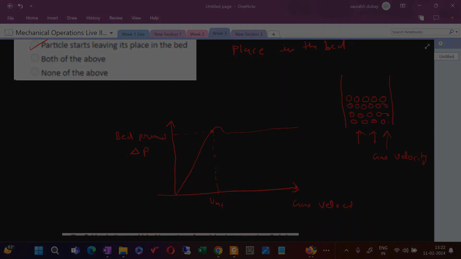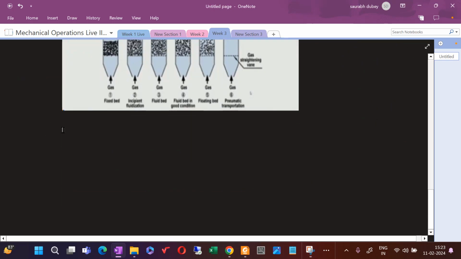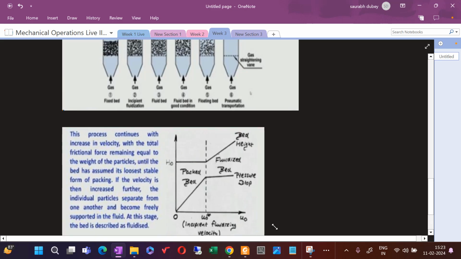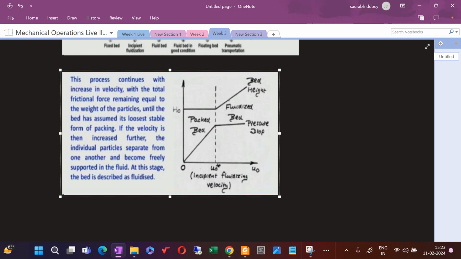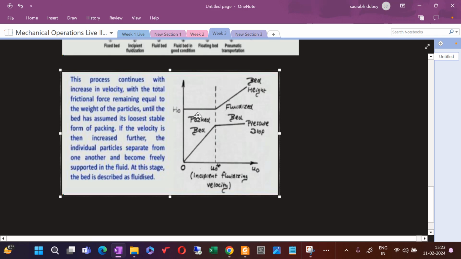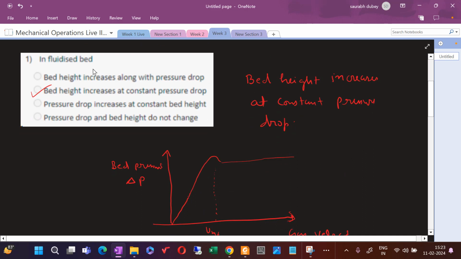And the first question that I was talking about is also explained in terms of this. You see this minimum fluidization velocity: before that the packed bed was there, but after that it became fluidized, meaning some void comes up and the particles are not that tightly packed, so the bed height increases. That is nothing but the first question: in the fluidized bed, bed height increases at a constant pressure drop. So it doesn't always increase with the pressure drop, but it increases at constant pressure drop.